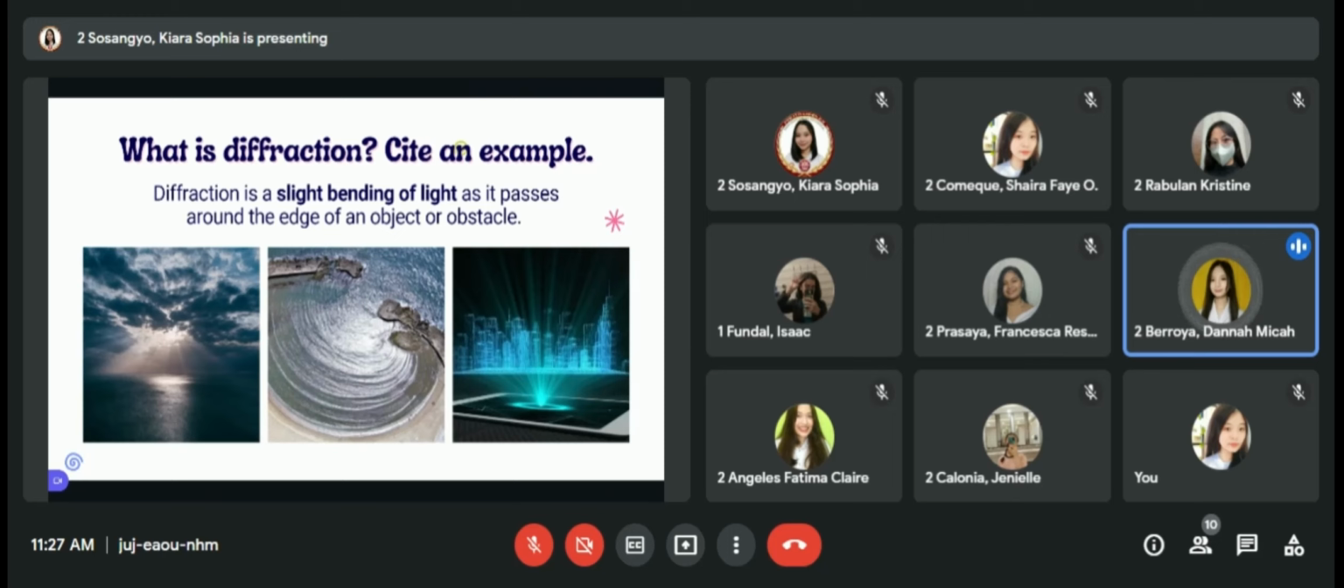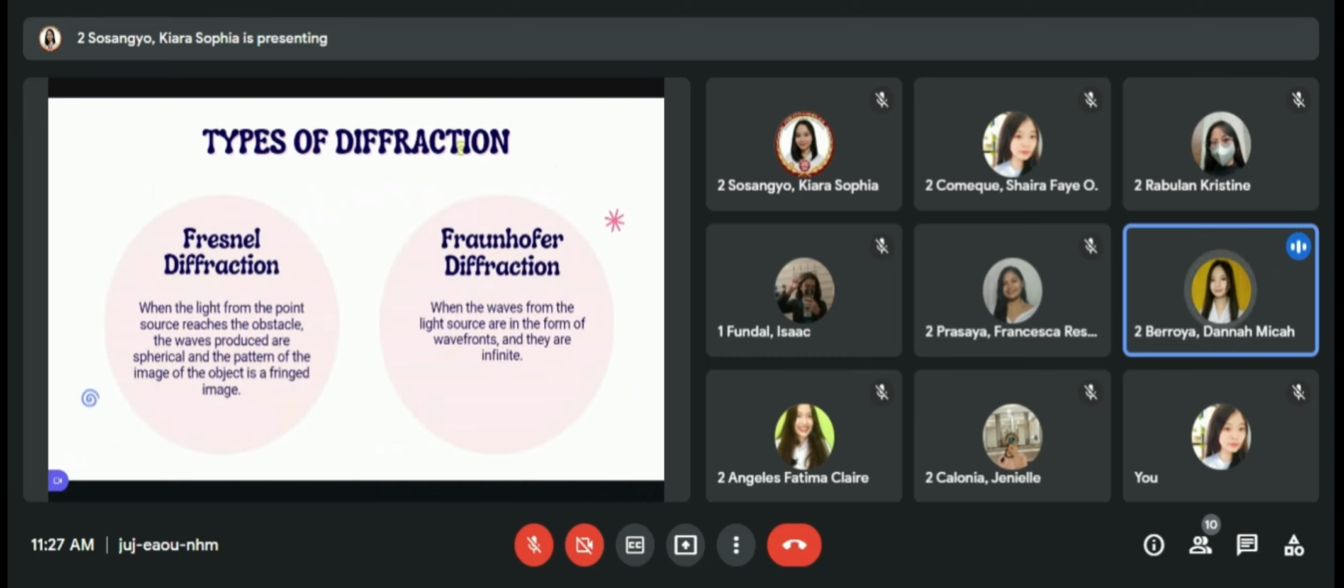According to Gasico.com, there are two types of diffraction, Fresnel diffraction and Fraunhofer diffraction. Fresnel diffraction is when the light from a point source reaches the obstacle and the waves produced are spherical, and the pattern observed is the image of the object, while Fraunhofer diffraction is when the waves from the light source are plane waves and they are infinite. The pattern observed is the image of the source in a particular direction.